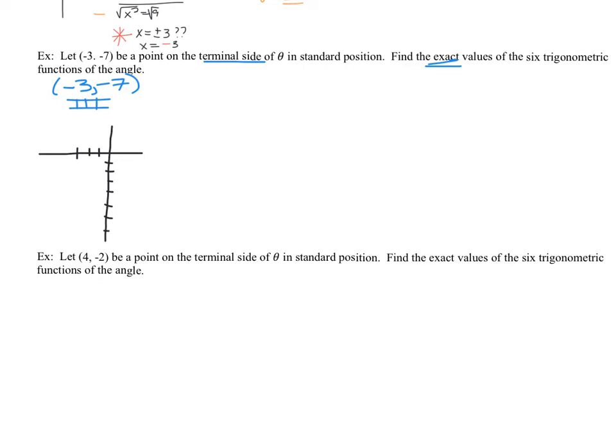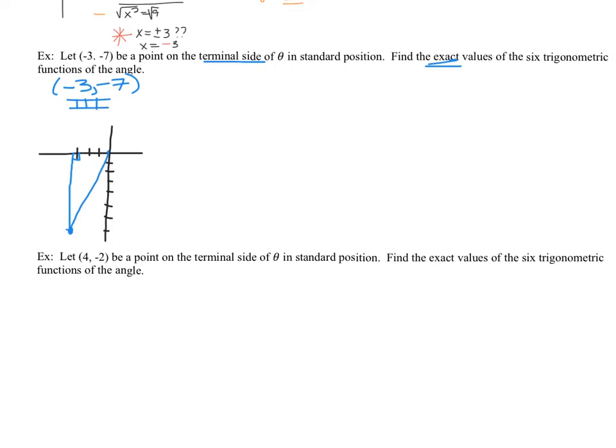What I'm going to do then is draw from the center of my graph all the way down to where -3, -7 would meet. So I'm going to put my point right there. This is on the terminal side of theta in standard position. That's what that first part means. Now remember, up above it says always connect this ray back up to the x-axis and form your right triangle. So that's what we have there.